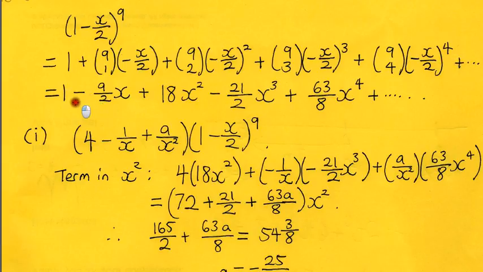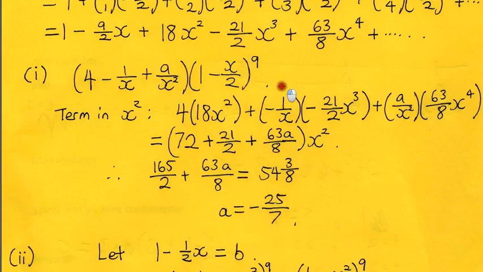Simplifying it, we get 1 - 9/2 x + 9x squared - 21/2 x cubed + 63/8 x to the power of 4. These are the first 5 terms of this expansion using the calculator.